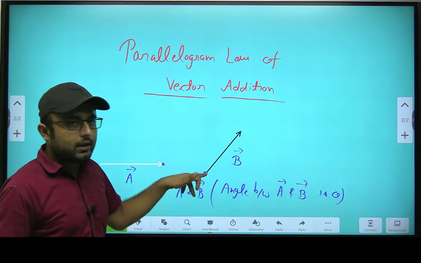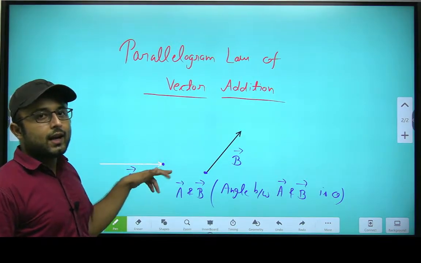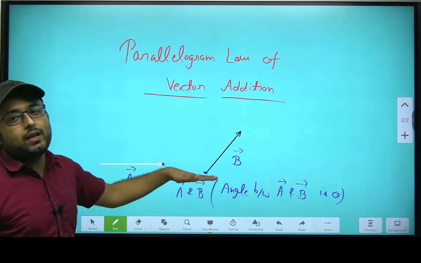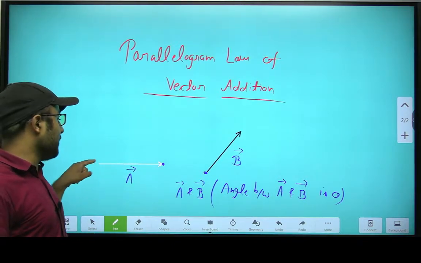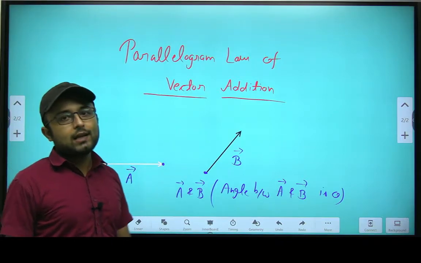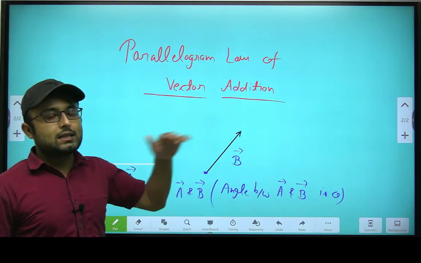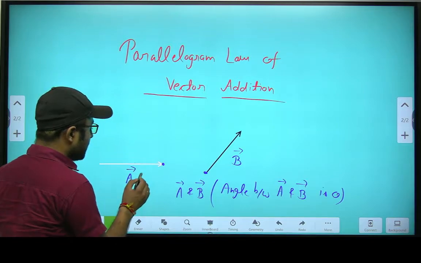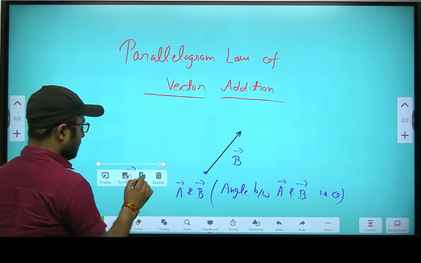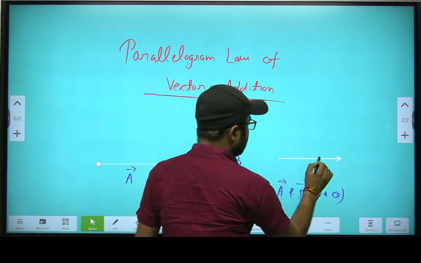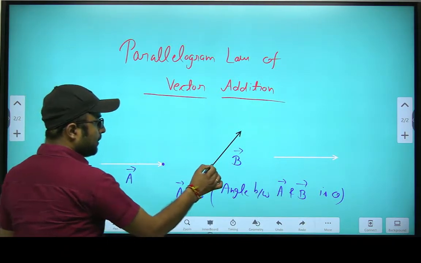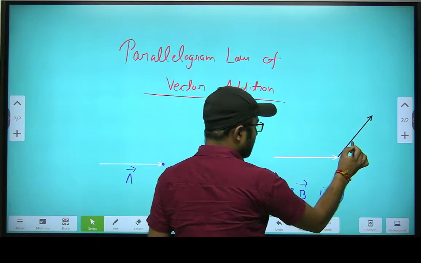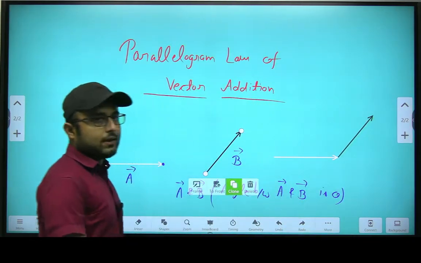We linked the tail of the second vector to the head of the first vector, and then the net vector, that is the sum of A and B, is given by the vector which joins the tail of the first vector to the head of the last vector. That is the sum of the vectors. So what we have done in polygon law is take the first vector as it is, and then take the second vector and join its tail to the head of the first vector.